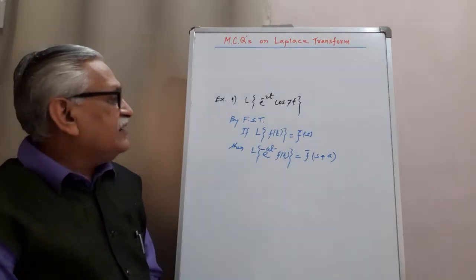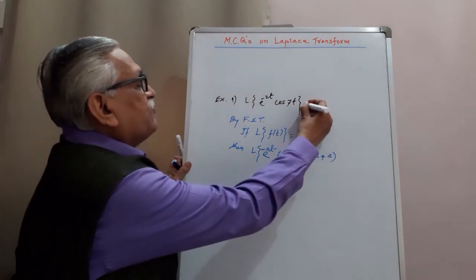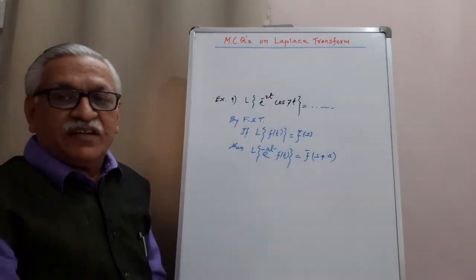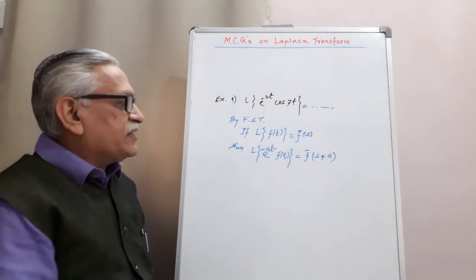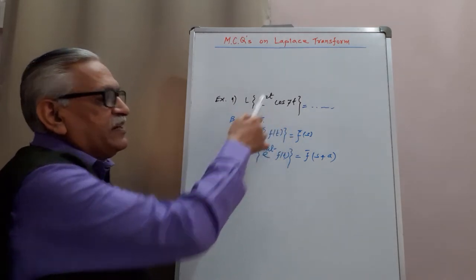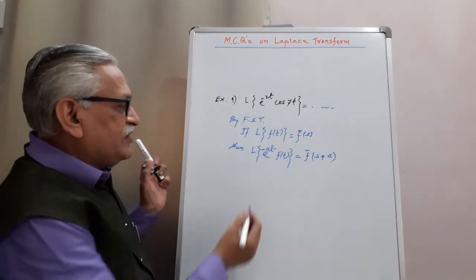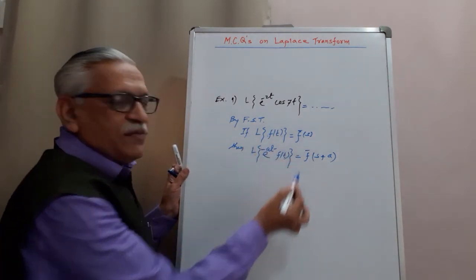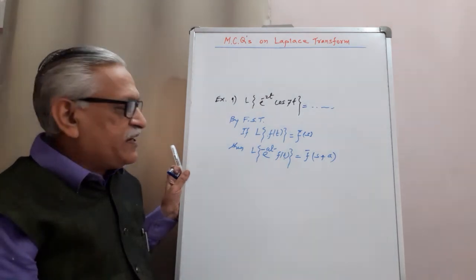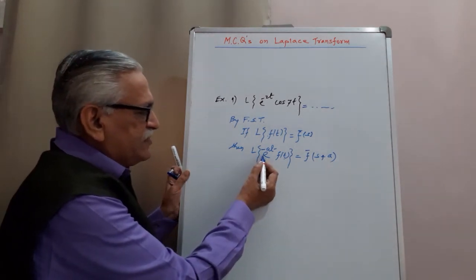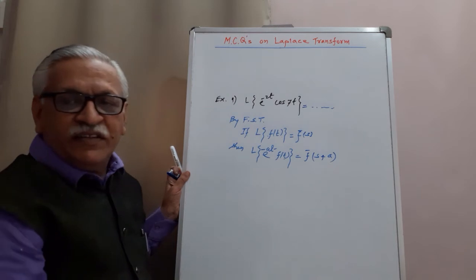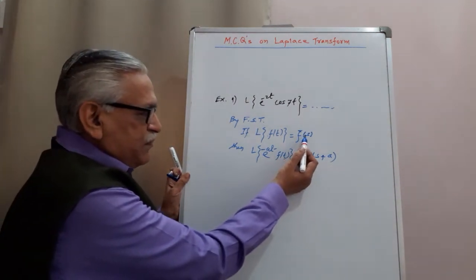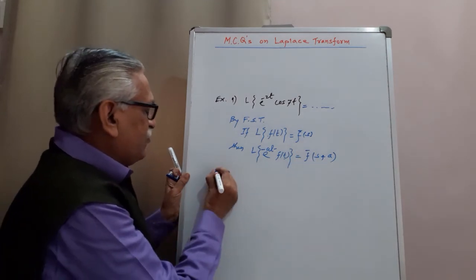Example number 9. Laplace of e raised to minus 2t into cos of 7t. Again, it is a problem of the first shifting theorem, as f of t is multiplied by e raised to minus at type of term. Therefore, once again by the first shifting theorem, if Laplace of f of t is f bar of s, then Laplace of e raised to minus at into f of t is f bar of s plus a, replacing s by s plus a.